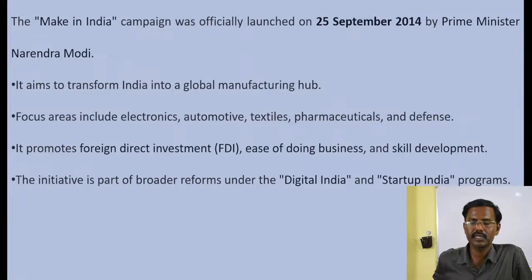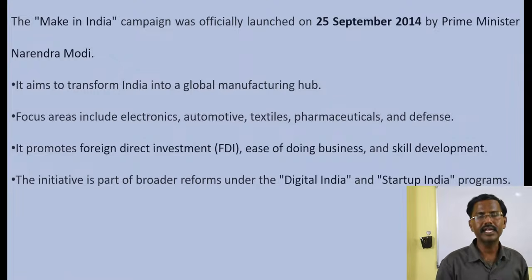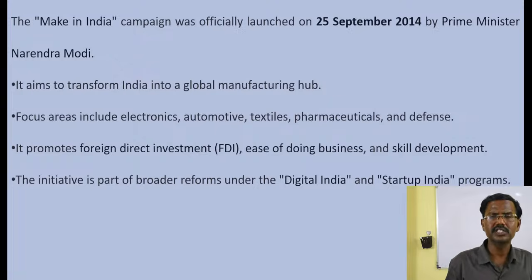And there are some other important terms: Digital India, Startup India. These are part of the Make in India program. But Startup India, they removed that, and now they are launching new schemes.